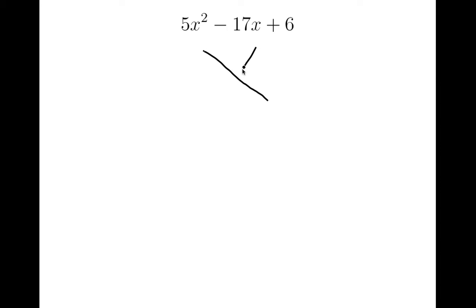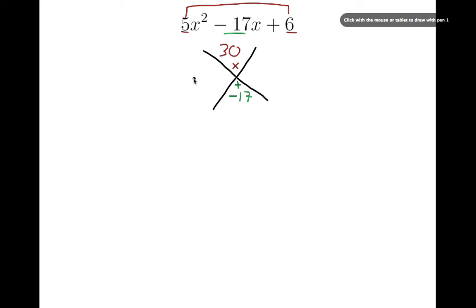And in bottoms up, the first thing is I took the first number and multiplied it by the last. So I'm going to take this 5 and multiply it by 6 and get 30. And then I'm just going to recopy down this middle term. Again, it is negative 17. So my question then becomes, what two numbers add and get negative 17 and multiply and get 30? Well, those two numbers are negative 15 and negative 2.